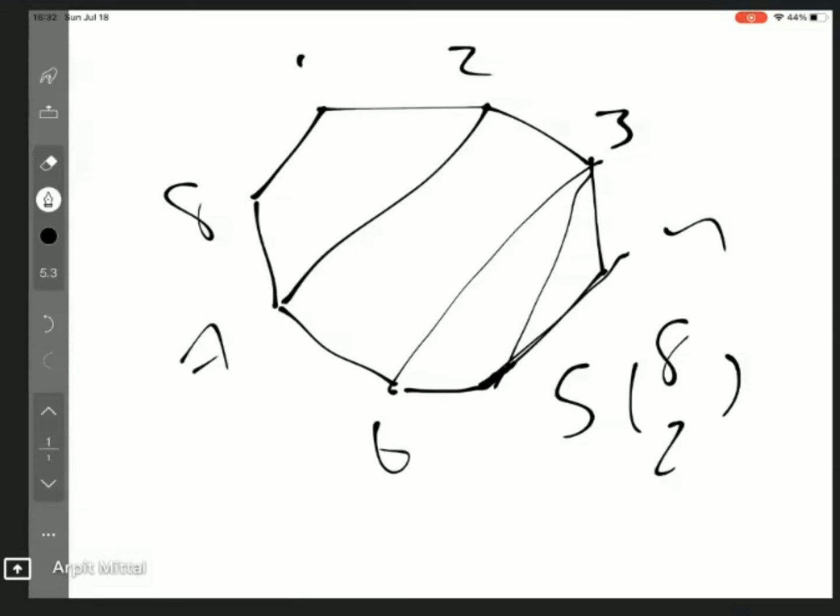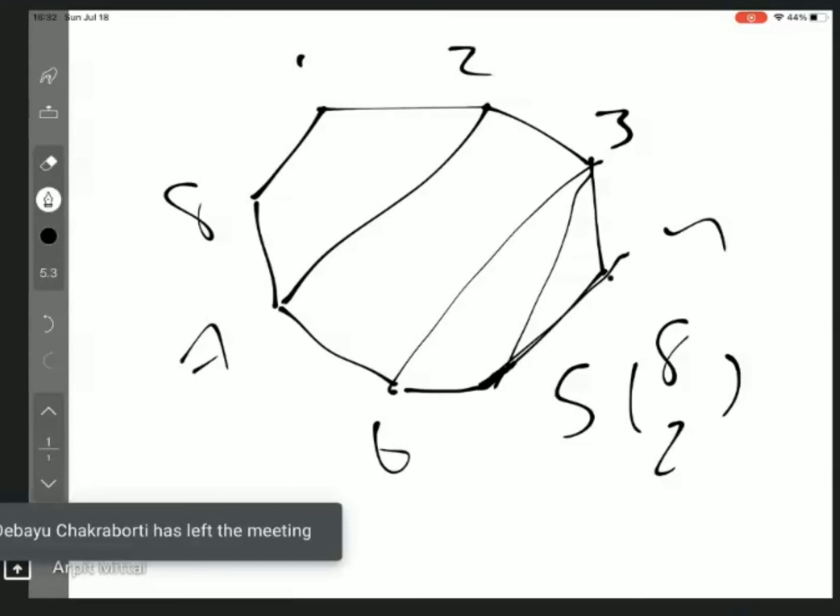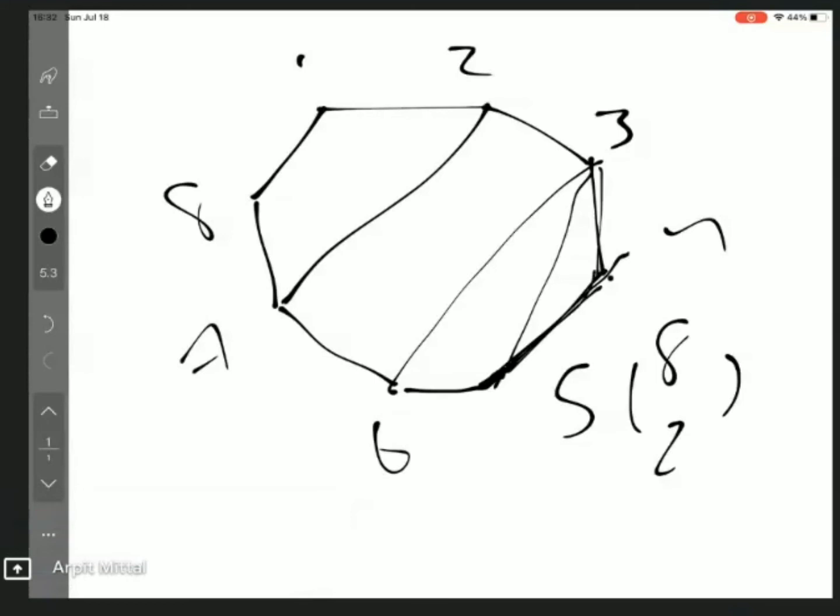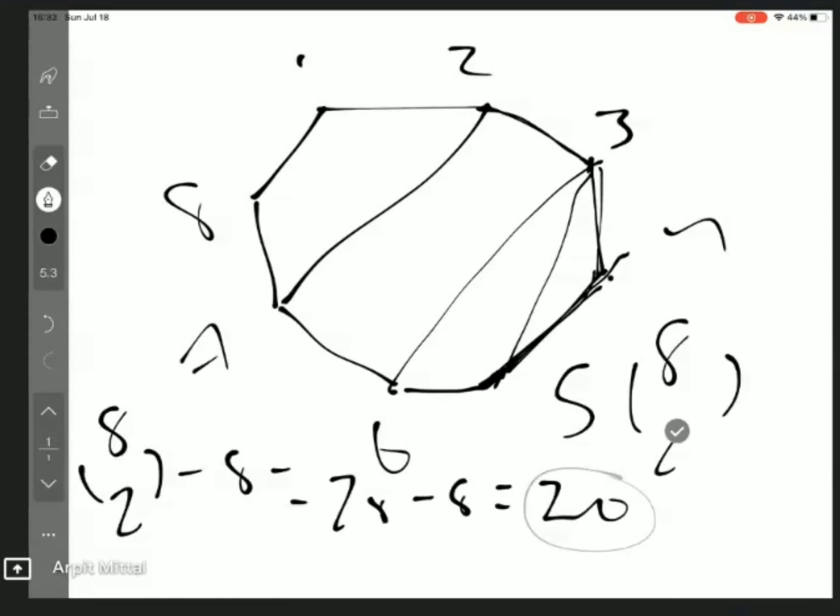But wait, we're not done, because in this 8 choose 2, the number of committees of 2 points that we can have, we are also counting the side lengths. Like we're counting this, this, all of those. And there are 8 side lengths. So we have to subtract 8 from 8 choose 2. Our final answer is 8 choose 2 minus 8, where 8 choose 2 is 28. So 28 minus 8 is equal to 20. So an octagon has 20 diagonals.